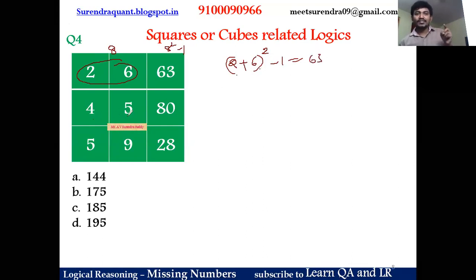So what is 4 plus 5? So 4 plus 5 is 9. 9 square is 81, minus 1 is 80.